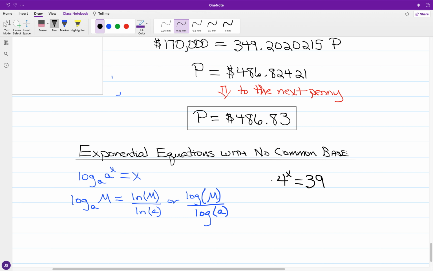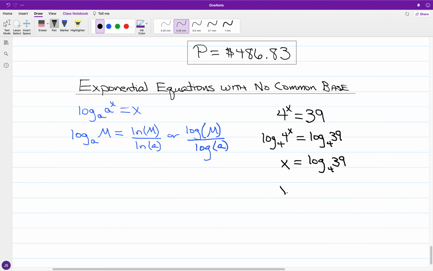And using this property, I can get 4 to the x in terms of x. So I can take the base 4 logarithm of both sides here. Okay, so on the left-hand side I have x equal to the base 4 logarithm of 39. And from this, I can take the change of base formula. So you have the base 4 logarithm of 39, and I would use the natural logarithm of 39 all over the natural logarithm of 4. And so, taken to about the nearest 4 decimal places, x is going to be right at 2.6427.